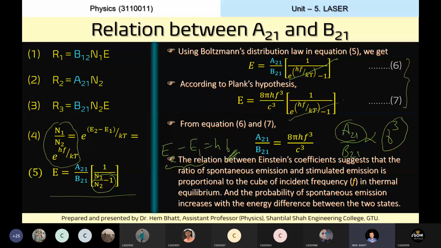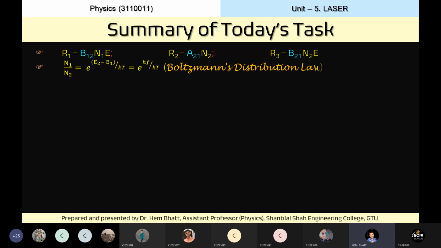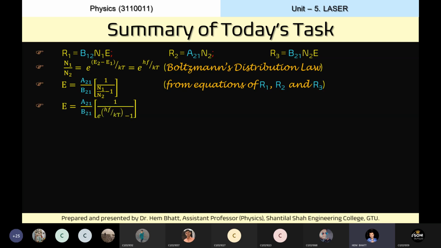Now let us have a quick look at what we did today. આ ત્રણ ઇક્વેશન જોયા, R1, R2, R3. R1 is rate of stimulated absorption, R2 is rate of spontaneous emission, R3 is rate of stimulated emission. Then we had distribution law, Boltzmann distribution law. As I said, you will have to remember this. Then from R1 is equal to R2 plus R3, we derived this equation, અને આમાં N1 by N2 ને આપણે Boltzmann distribution law થી replace કર્યો. That is how we got this equation.